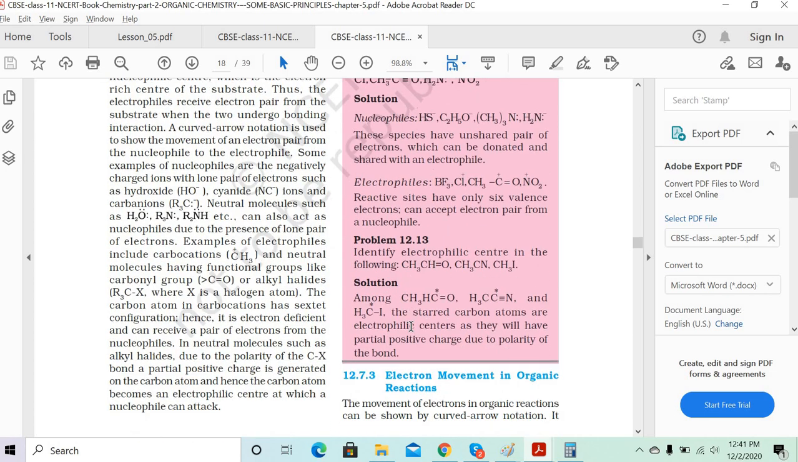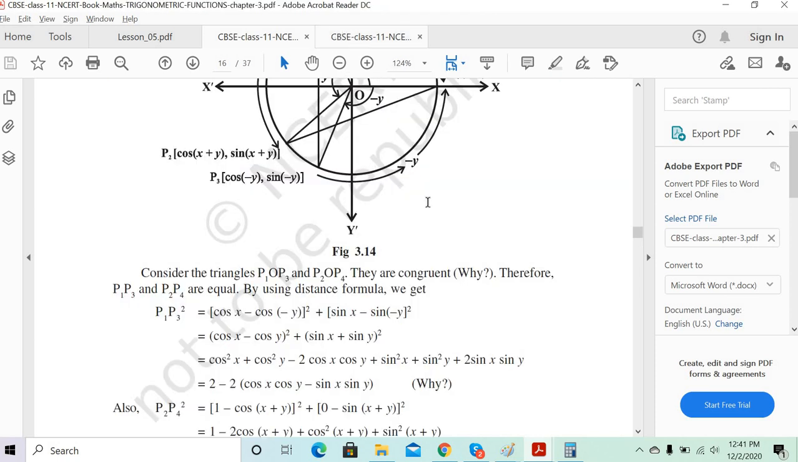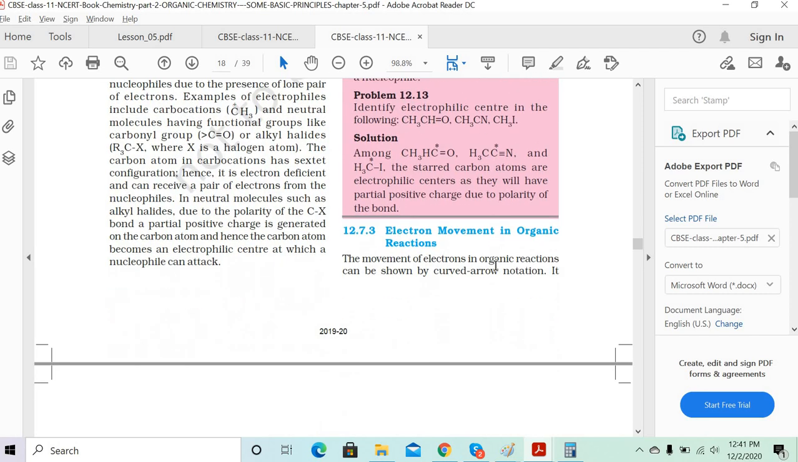Yes, sir. Excellent. Do the 12.13 now. Let's do that. It's all the carbon with carbon, sir. Correct. In the first one it is the second carbon, in the second one it is the second carbon, and the third one is, because of dipole moment, CH3. Yes, correct answer, excellent. Double bond, perfect.